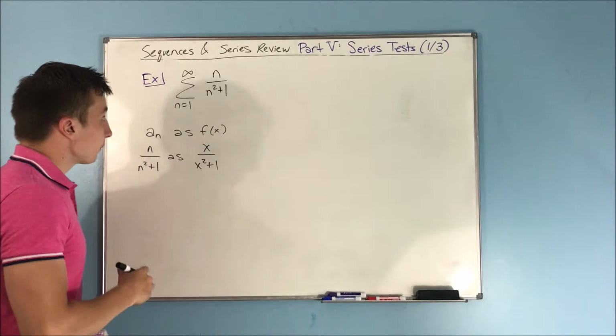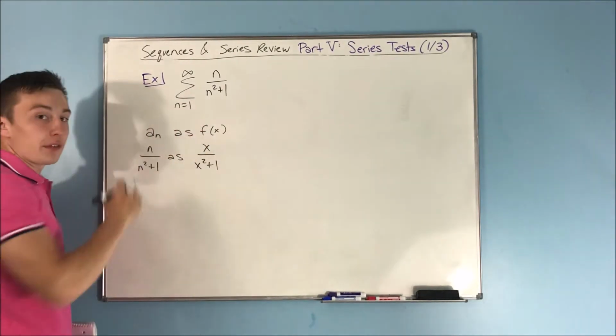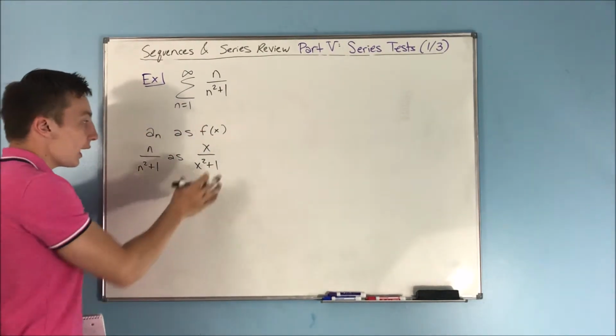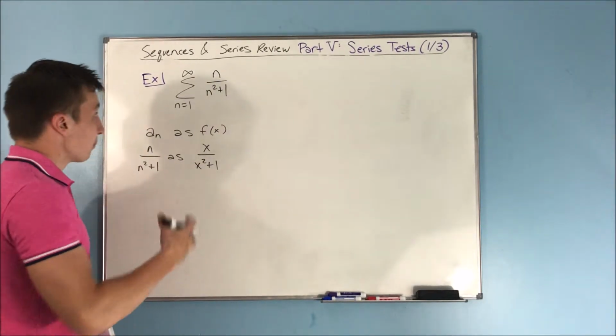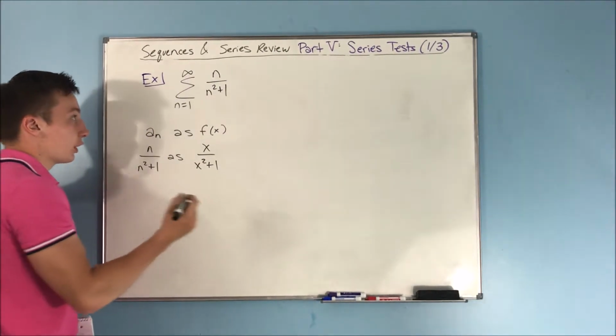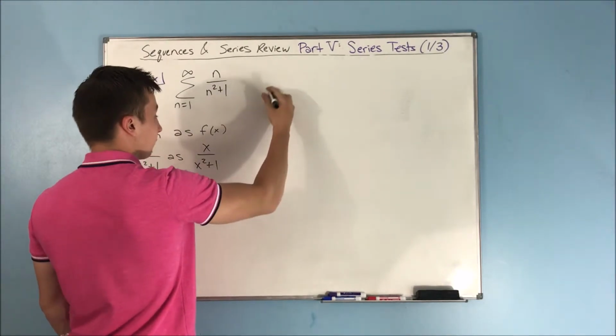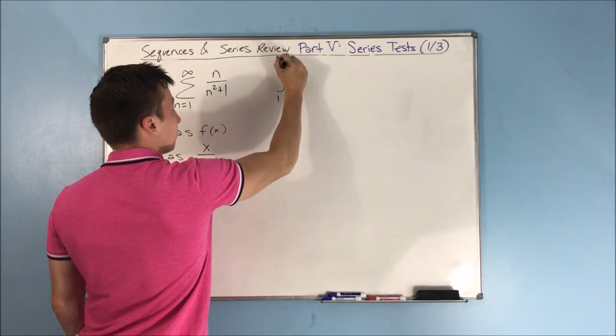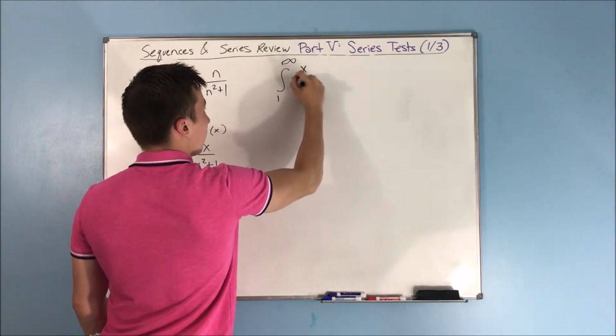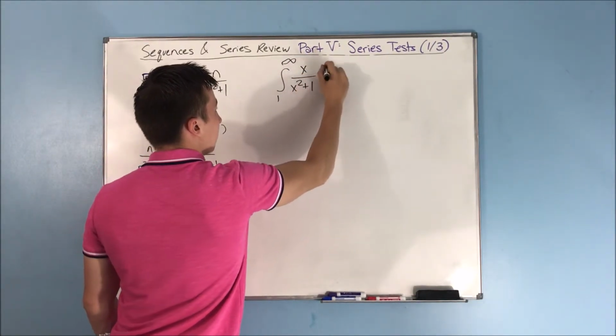Okay? Which is the same thing as adding up all the terms. Okay? We're adding up all the terms of x over x squared plus 1. Okay? Let's try from 1 to infinity. So we want to be able to have this integral over here from 1 to infinity of x over x squared plus 1 dx.